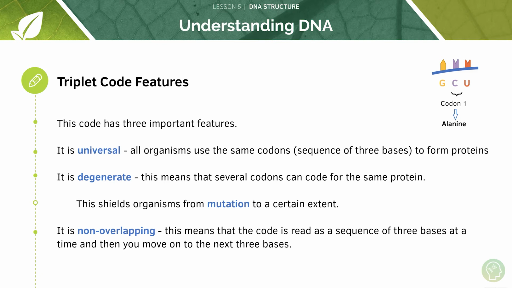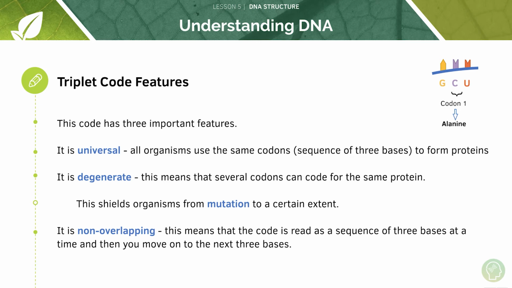Also, the code is non-overlapping, so that means that it has to be read in its sequence of 3 bases before it moves on to the next 3 bases. So if anything is kind of removed from any of those bases, then that means the code is going to be read differently.